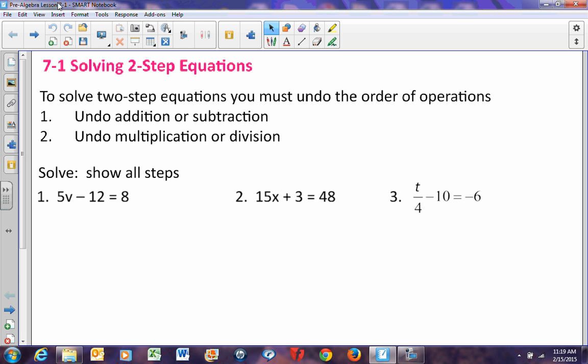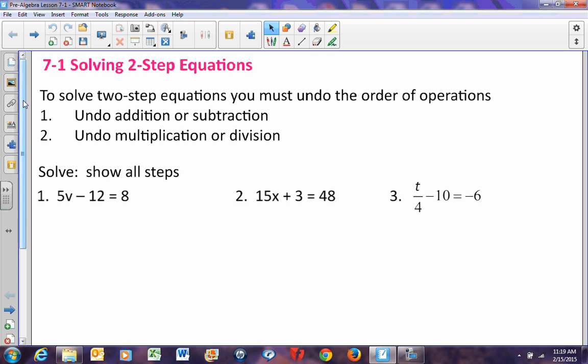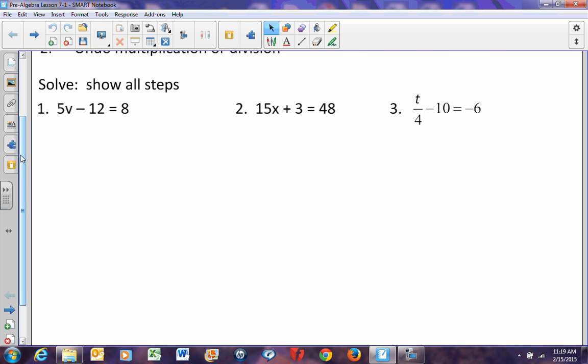So let's look at a couple of problems here. We're going to solve, and of course, we need to show all the steps as I've outlined, because as the problems get more difficult, it'll be very imperative that you show the steps like I have done so that you will be successful. This first question says 5v minus 12 equals 8. So the first thing we need to do is recognize that v was multiplied by 5 and also 12 was subtracted from it.